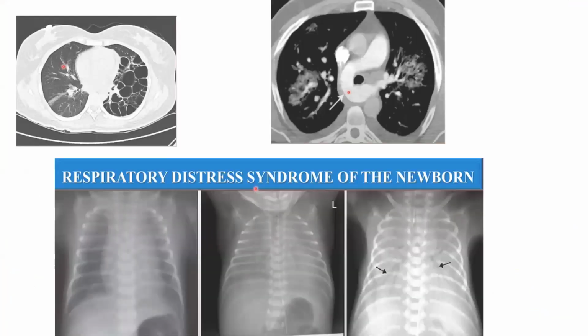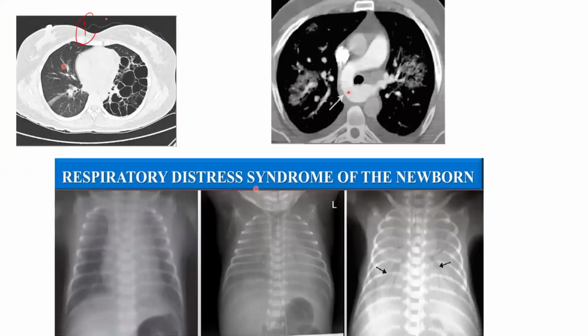Okay. Now, this one. 1, 2, 3. I've named number 3 for you, but tell me another name for it. This 3 is the respiratory distress syndrome. What are the other 2 names? Give me answers, guys.